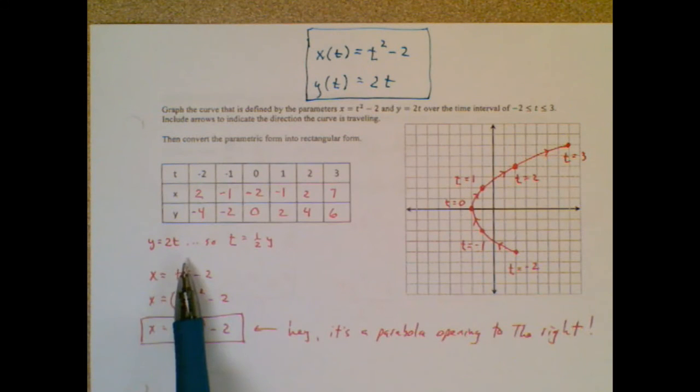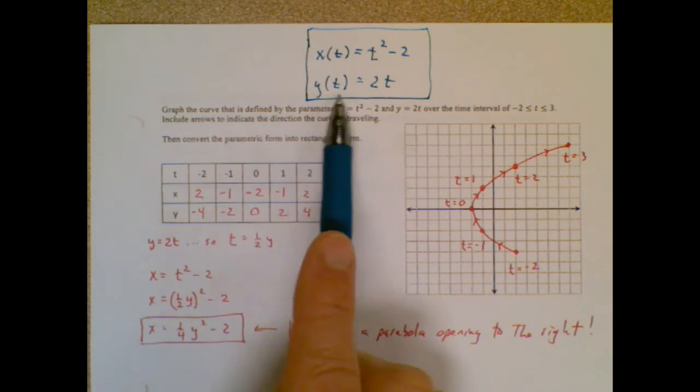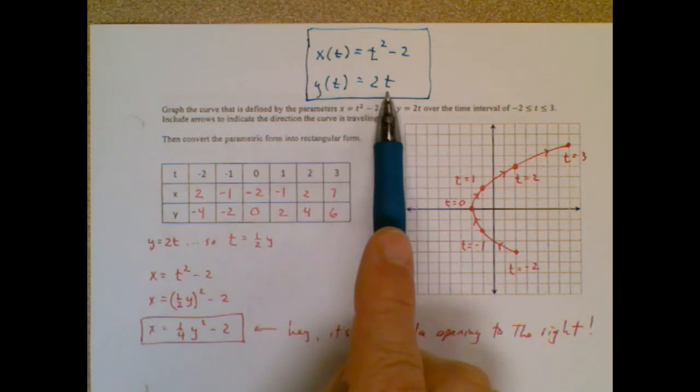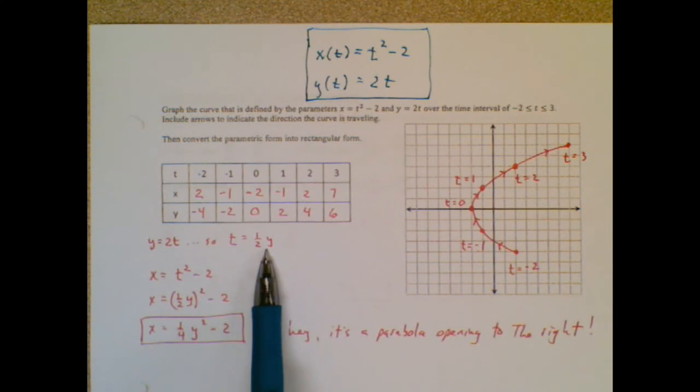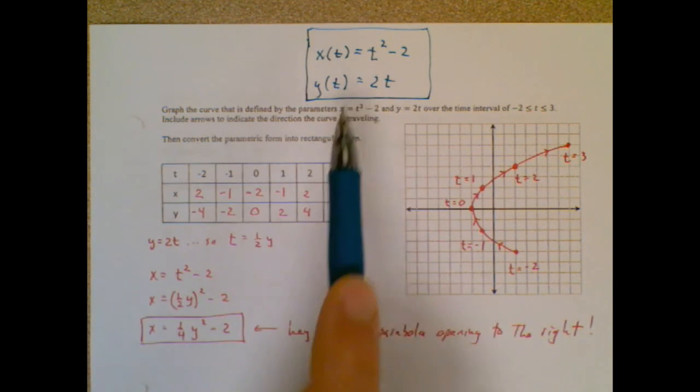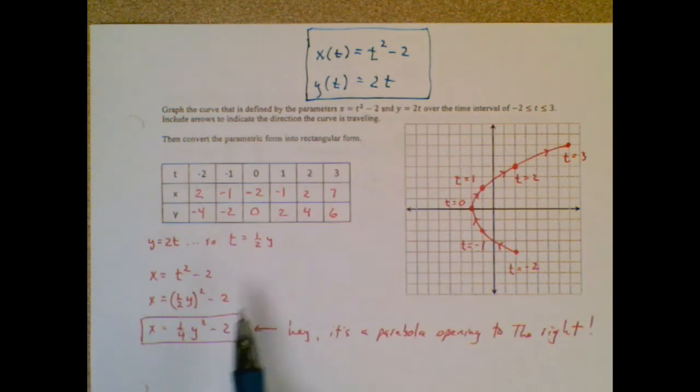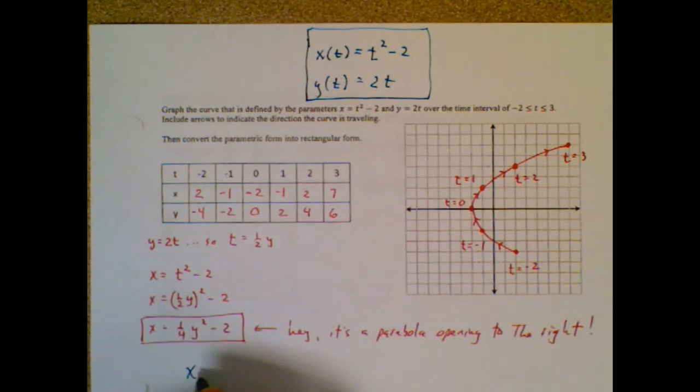Same thing as I did, same style as before. In this case, my y equals 2t, or t equals 1/2 of y. So I can take that, plug it back in, and I get, in this case, x equals 1/4 y squared minus 2, which from Algebra 2 is, from the family x equals y squared, a parabola opening up to the right.